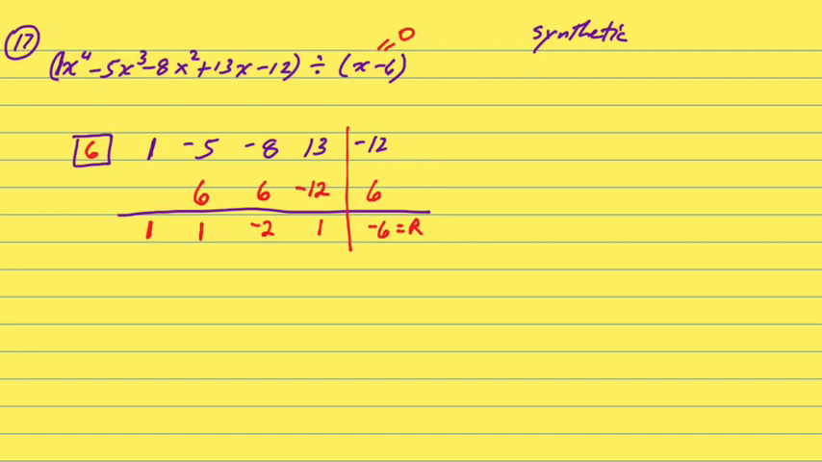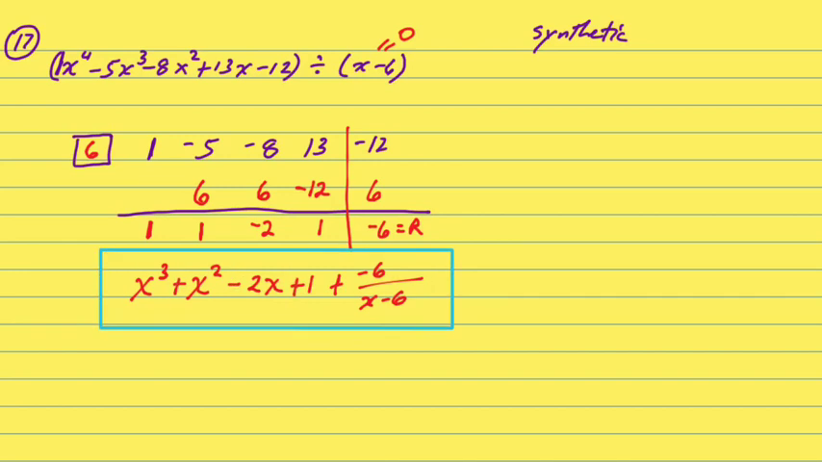So, this is going to be 1x to the third plus 1x to the second minus 2x plus 1 plus the remainder over the divisor. You could also write that as minus 6 over x minus 6.